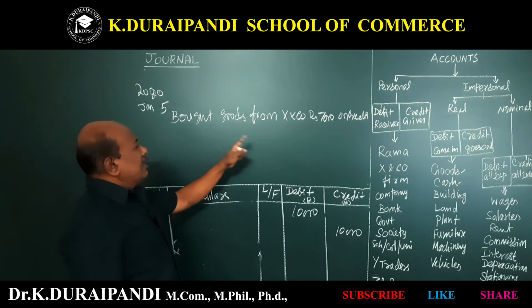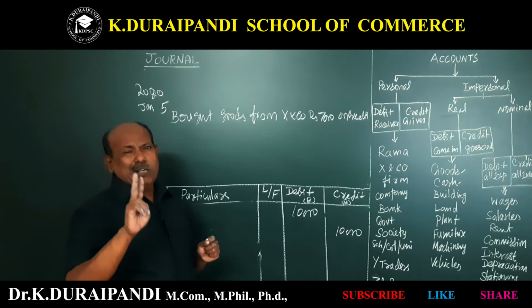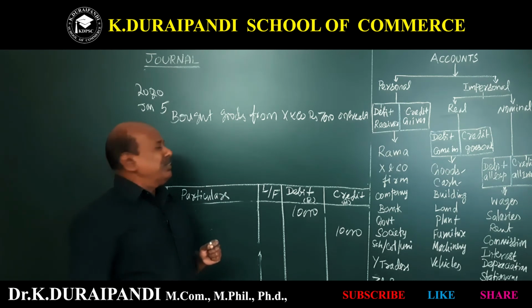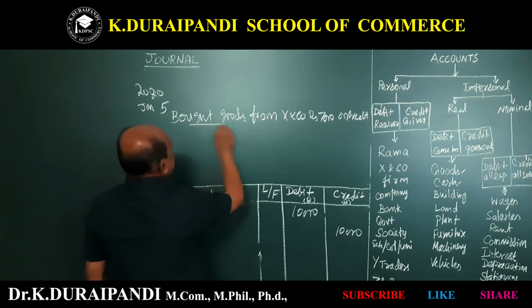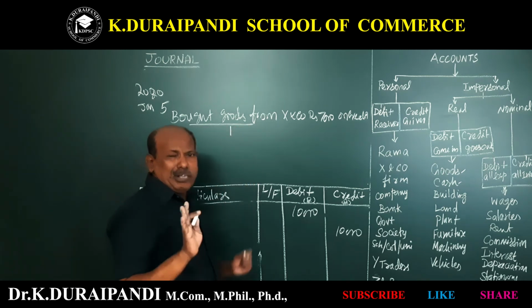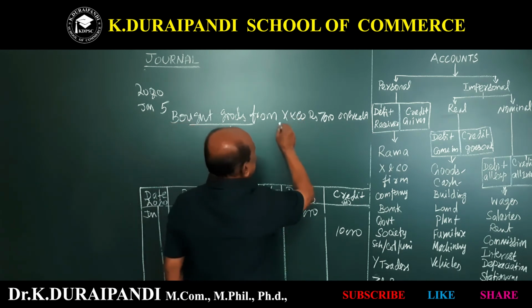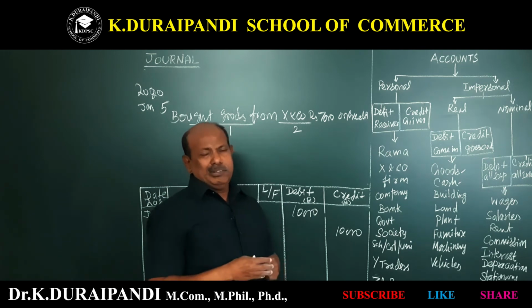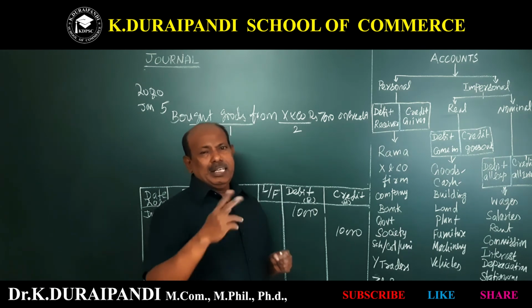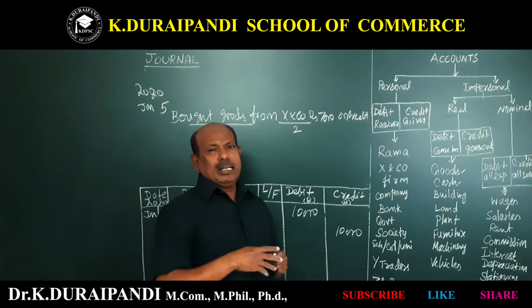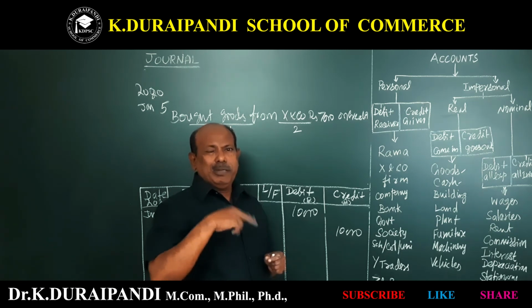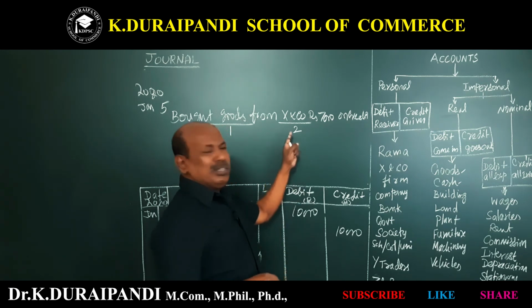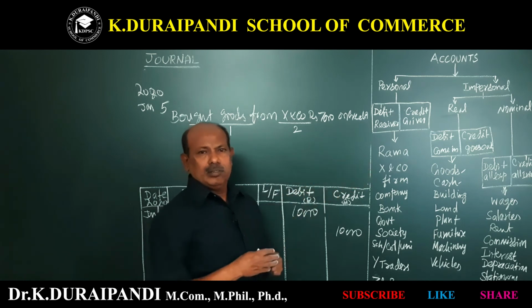Here we have to find two accounts in any business transaction for making a journal. You look here, bought goods. Goods is one element. Then X and Co is another element, another account. So it is enough to make a journal. We should refer to which account should be debited and which one is to be credited. For this purpose, we are going to apply the golden rule.